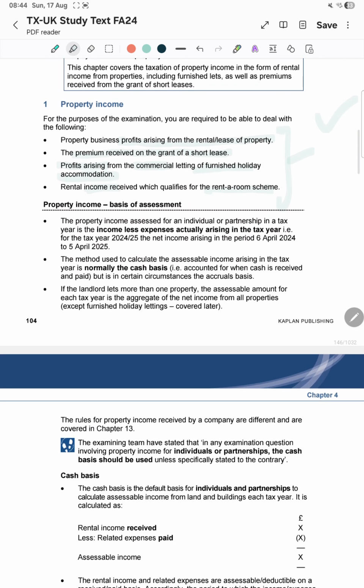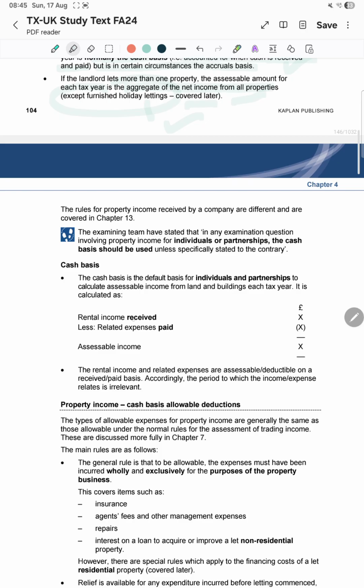Now, next is what is the basis of assessment? Basis of assessment is normally the cash basis, meaning accounted for when the cash is received and paid, but in certain circumstances, the accrual basis would apply, and that circumstance is when the property income is more than 150,000 pounds. Now, if the landlord lets more than one property, then the assessable amount for each year would be the aggregate of net income from all of these properties, except furnished holiday lettings, because I told you that there is a separate treatment for that. Now, what is cash basis? The income actually received less expenses actually paid.